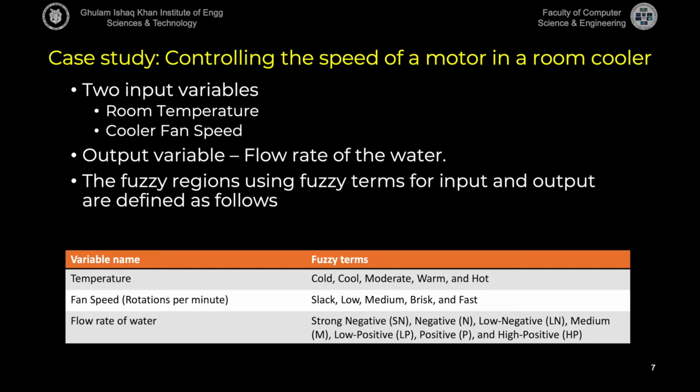So the fuzzy terms that I'm going to use for each of these three variables are, for temperature: cold, cool, moderate, warm, and hot. For fan speeds, or rotations per minute: slack, low, medium, brisk and fast. So I'm going to define these terminologies now. Similarly, for flow rate of water, I can have strong negative, negative, low negative, medium, low positive, positive and high positive. So these are the fuzzy terms that correspond to these three variables.